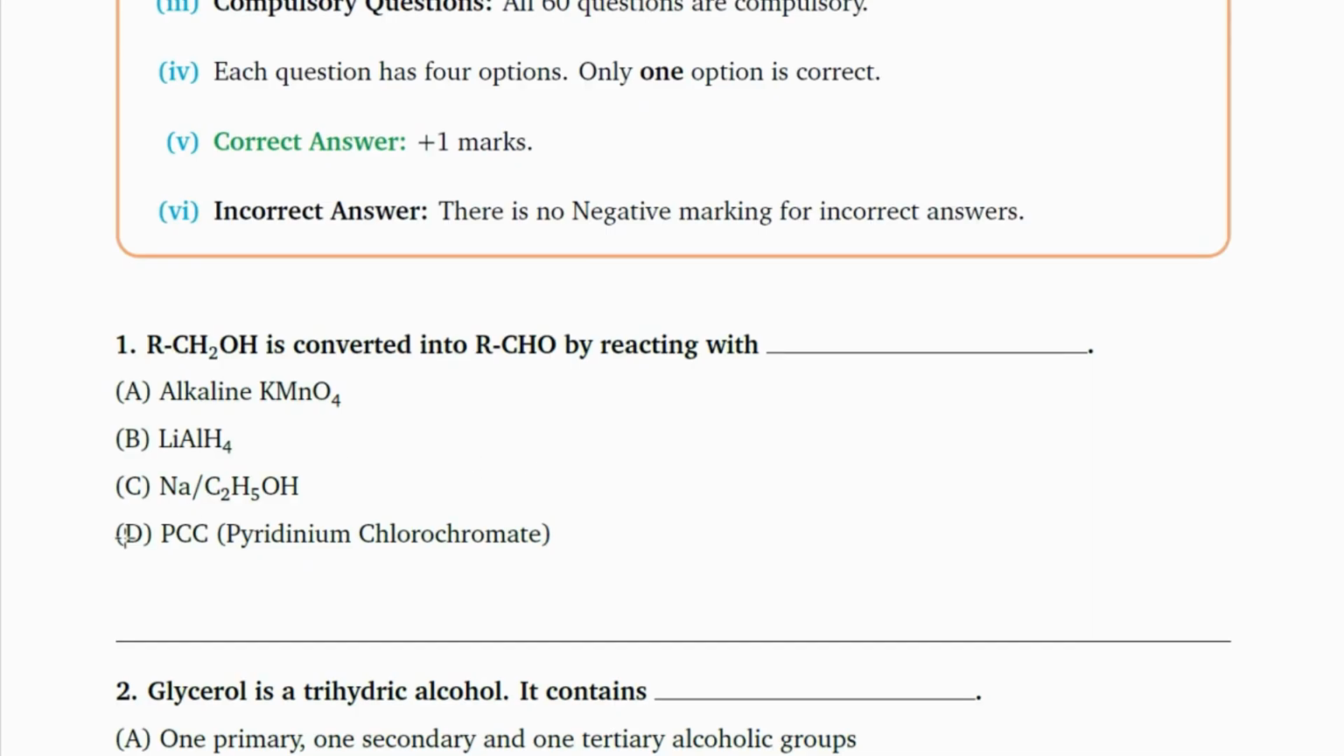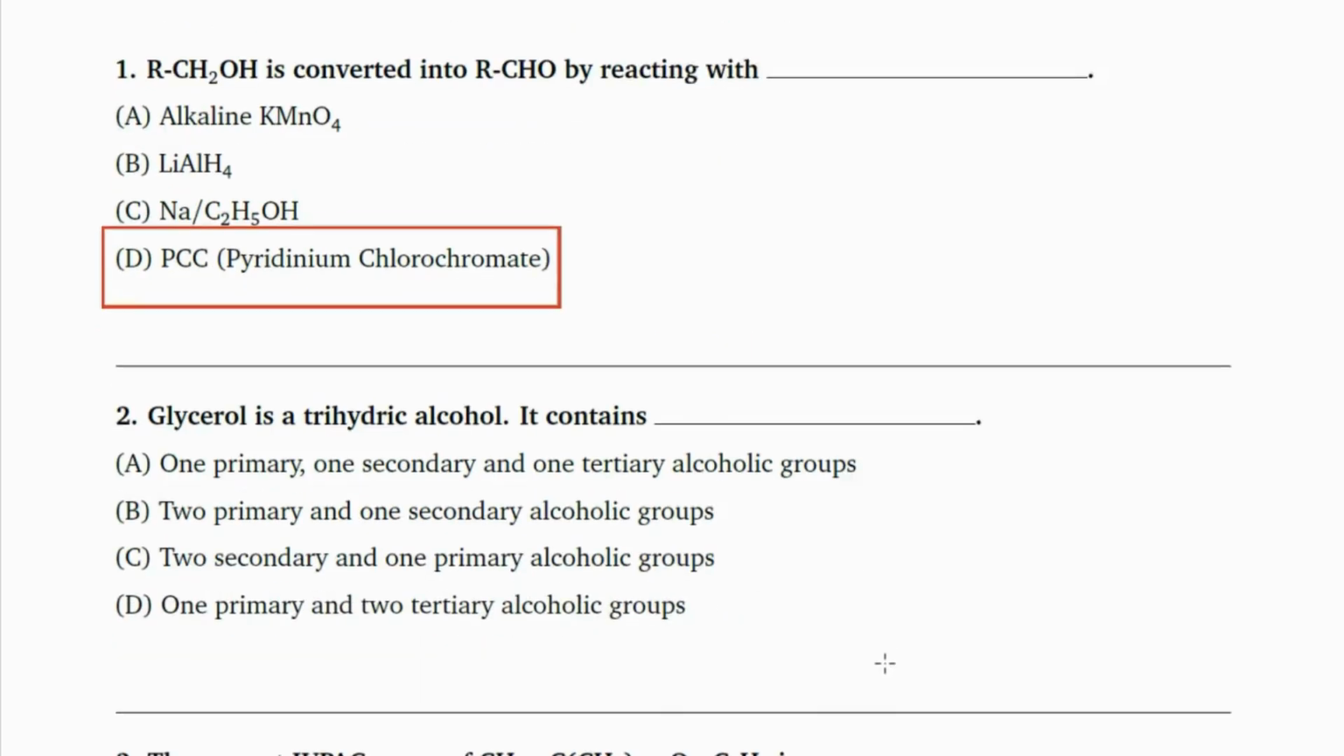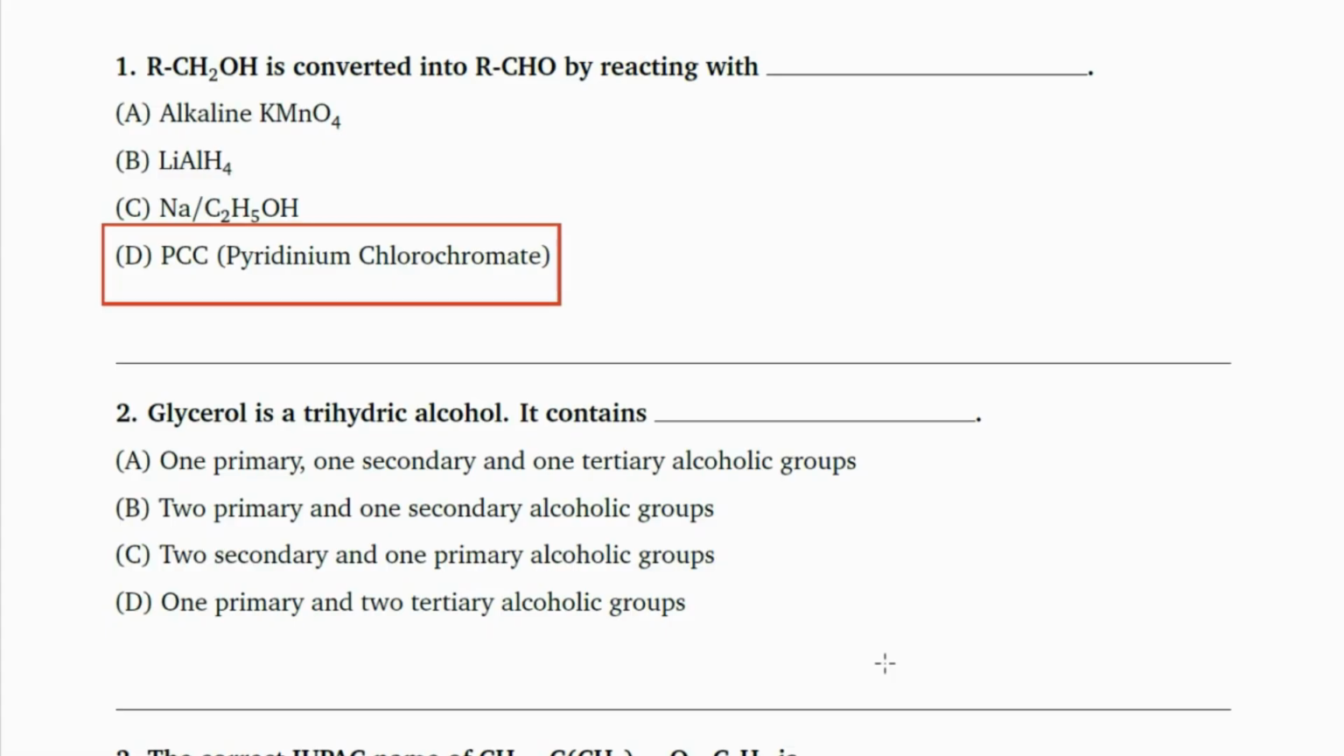First question, a primary alcohol is converted into aldehyde. Here, to avoid further oxidation to carboxylic acid, we can use a reagent called pyridinium chlorochromate, abbreviated as PCC. So therefore, option D is the correct answer. In the second question, glycerol is a trihydric alcohol because it contains two primary and one secondary alcoholic group. So therefore, option B is the correct one.